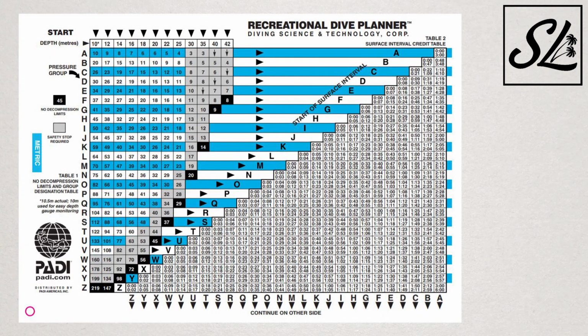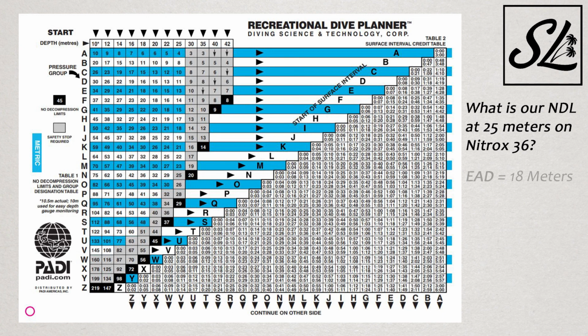If we wanted to take this a step further and find our no decompression limit for Nitrox 36 at 25 meters, we could have a look at our recreational dive planner to figure this out. Since we've calculated 18 meters as our equivalent air depth, we will find 18 meters at the top of the table and work our way down until we find the number highlighted in black. 56 minutes will be our no decompression limit at 25 meters while diving on Nitrox 36.